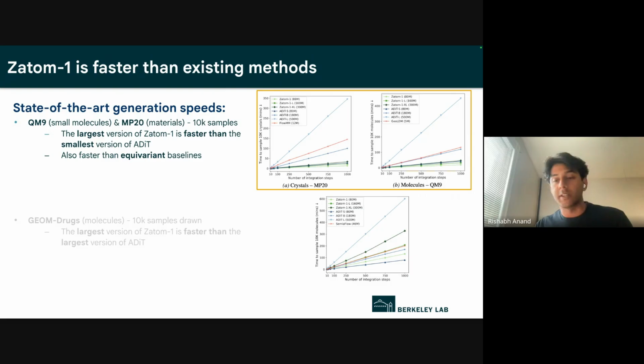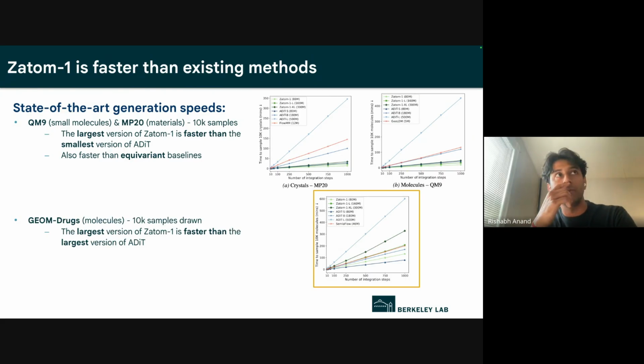And compared to some of these equivariant methods that we've seen come out, Zatom is also much faster than them. And the same can be said for using a very similar setup for GEOM-Drugs, where our largest version of Zatom is also faster than the largest version of ADIT in a very similar compute and data regime.